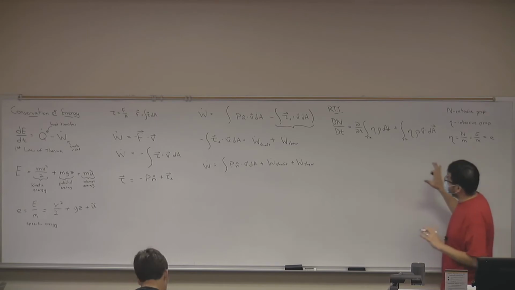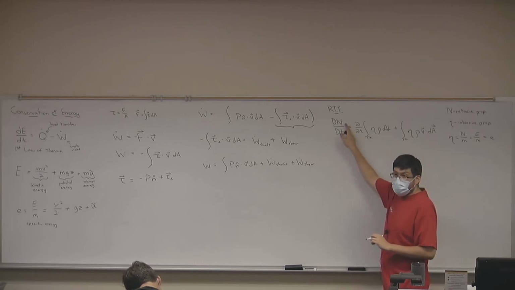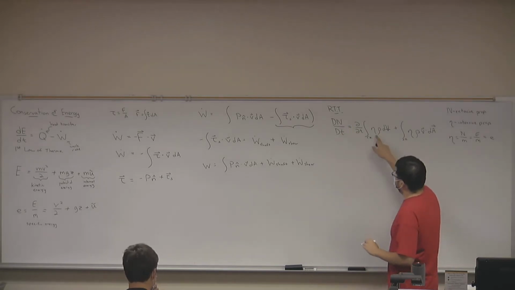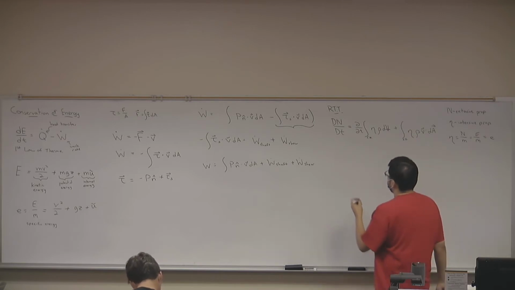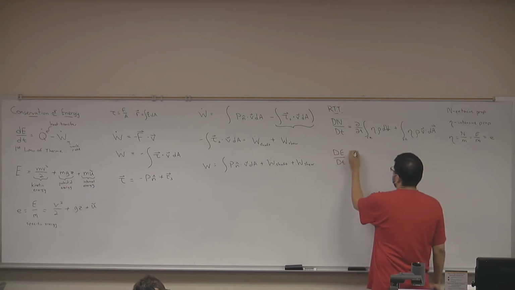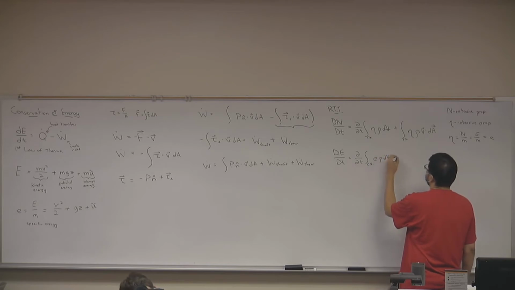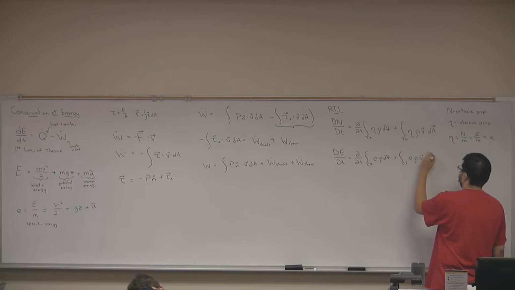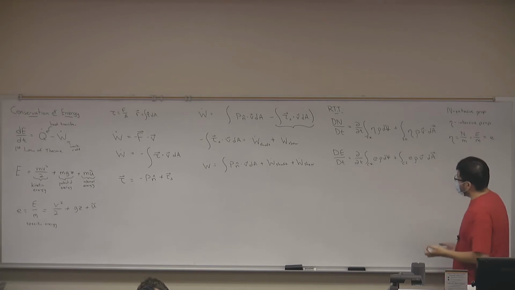So now I can apply the Reynolds transport theorem. And wherever you see the extensive property, you plug in your energy. Wherever you see the intensive property, you plug in your specific energy. So what does that tell me? The Reynolds transport theorem says that the change in energy with respect to time is equal to the change of specific energy through my control volume plus the flux of specific energy through my control surface. And this is what we call the energy equation.